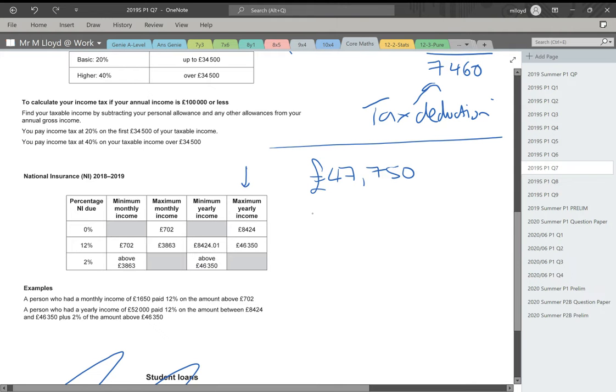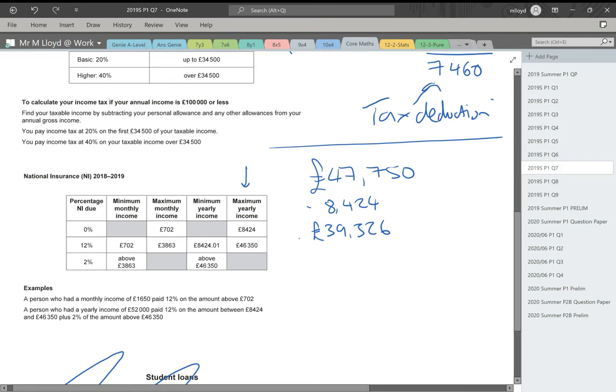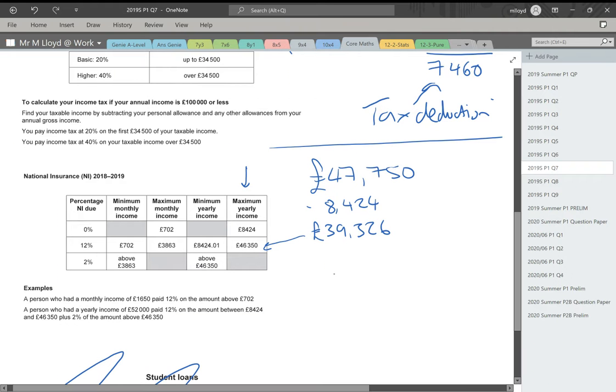0%. I'm doing it yearly. So I need to subtract 8,424 from that value. 8,424. That gives me 39,326. Okay, that is all going to, or is it? It's not all going to fall into there, because the difference between 46,350 take away 8,424, I'm not going to include that penny, is 37,926.